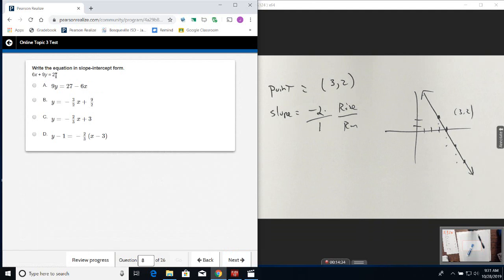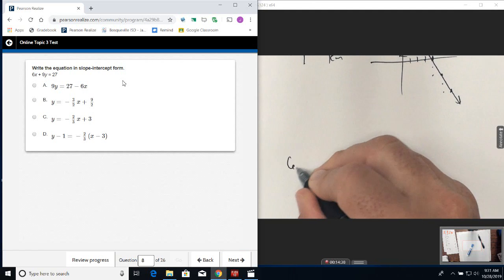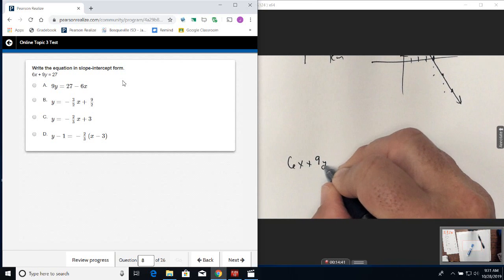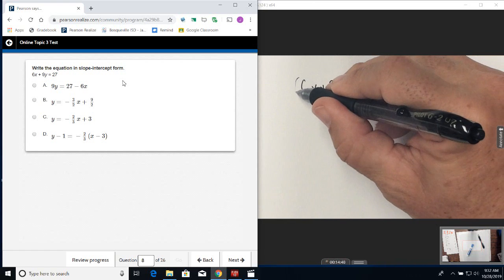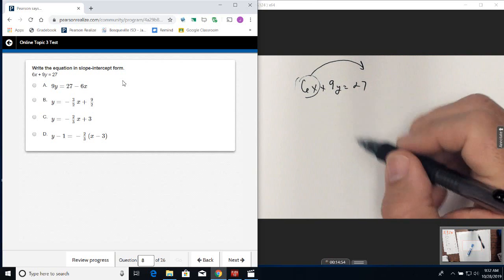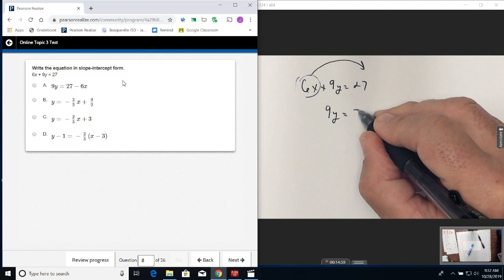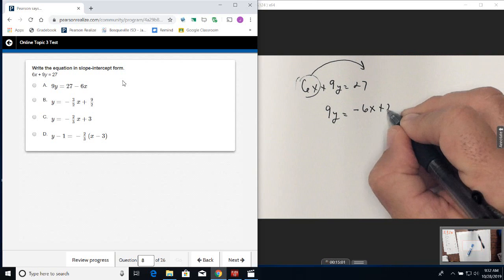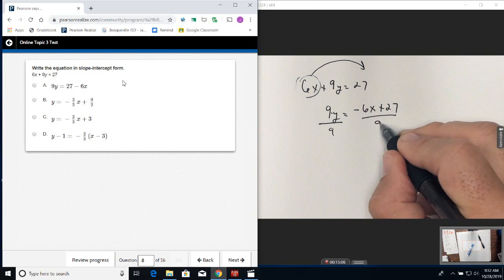All right, let's look at this problem. Write the equation in slope-intercept form. Okay, well, in this problem, it's easy to put in slope-intercept form if I can solve the equation for y. How do you get y by itself here? Okay, so this x needs to move to the other side of the equation, and that leaves me with what on the left side if I do that? 9y is equal to negative 6x plus 27. And then now what? To get that 9 by itself, I'm going to divide by 9.